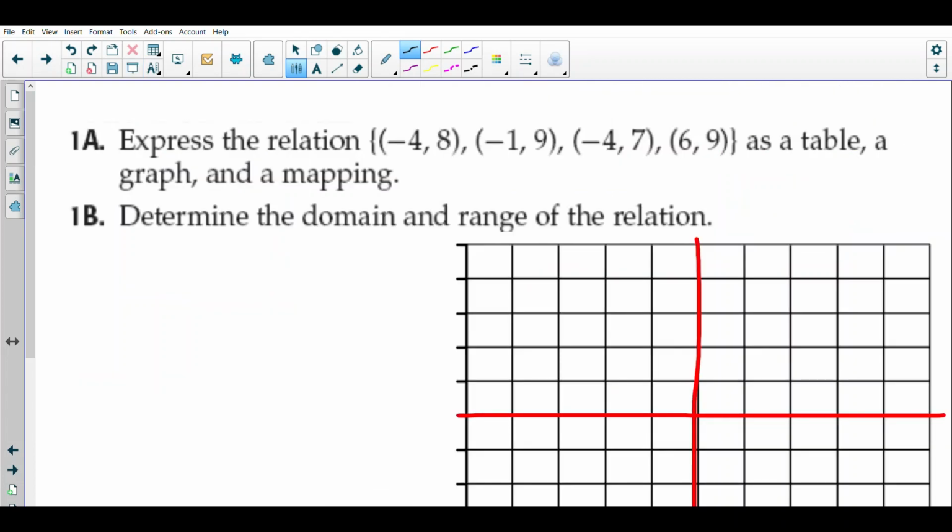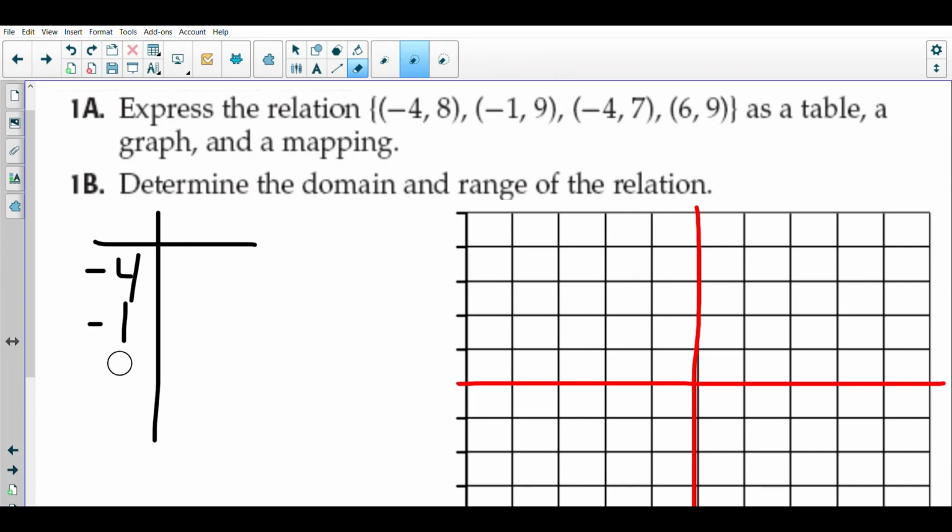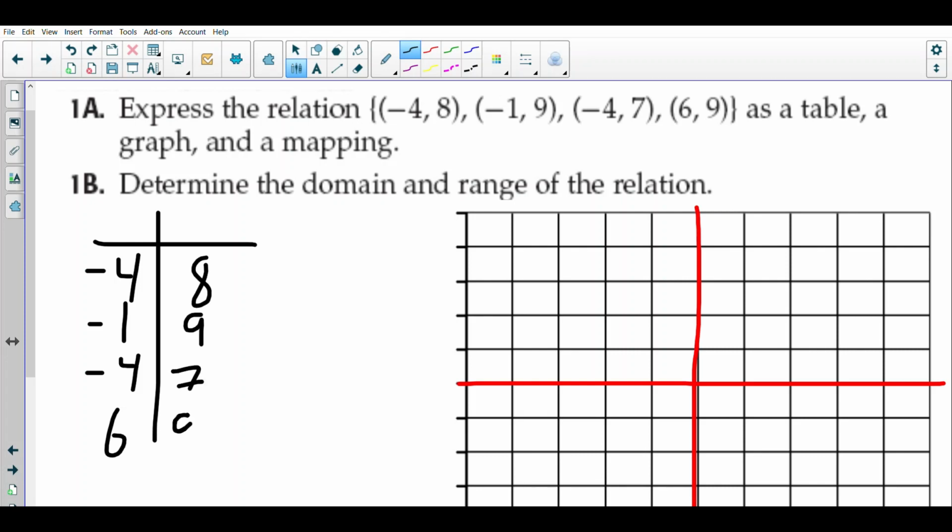So express the relation -4, 8, -1, 9, -4, 7, and 6, 9 as a table, a graph, and a mapping. Alright, so we'll do a quick table. So we have -4, -1, -4, and 6. And then with their corresponding parts, I got 8, 9, 7, and 9.